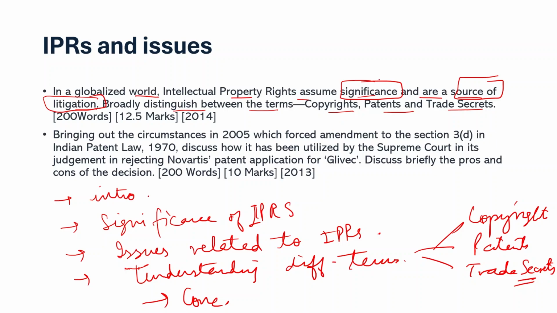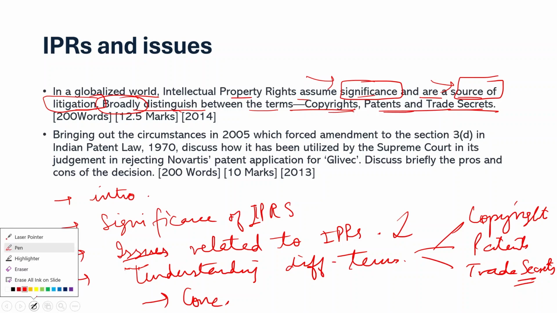So notice that they are saying that they have assumed significance and they are also a source of litigation. So you can also write about issues related to IPRs, right? Then they are asking for broad difference between the terms copyrights, patents, and trade secrets. So you write that afterwards.